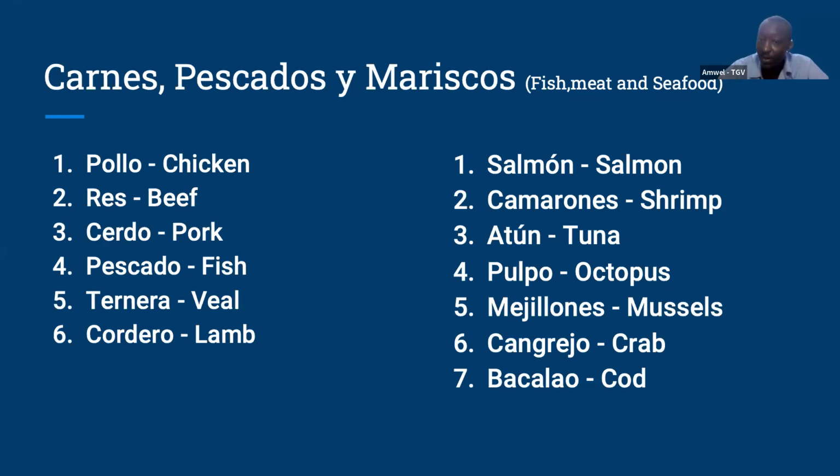Then for the seafood and fishes, we have salmón, camarones for shrimp, atún for tuna, pulpo for octopus, mejillones for mussels, cangrejo for crab, and bacalao for cod. This is also a type of fish that you find very commonly.